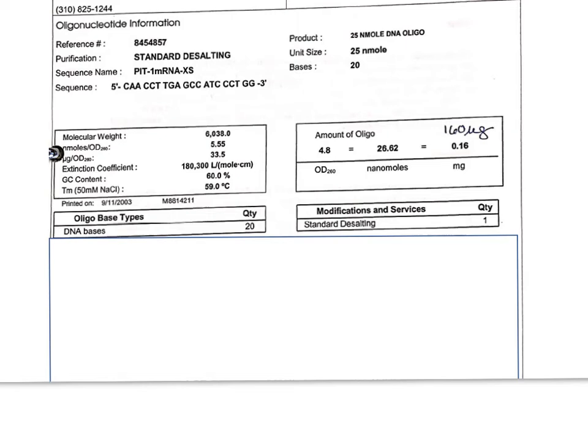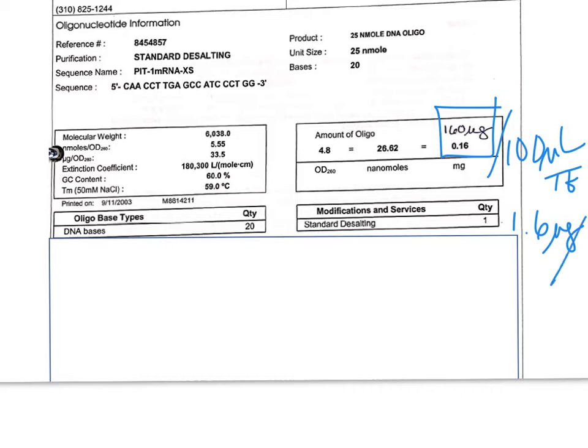All right, everybody, we're going to do some calculations. We're going to take our 160 micrograms and put that into 100 microliters of TE. And what does that give us? It gives us 1.6 micrograms per microliter. All right, so that is our concentration of primer.